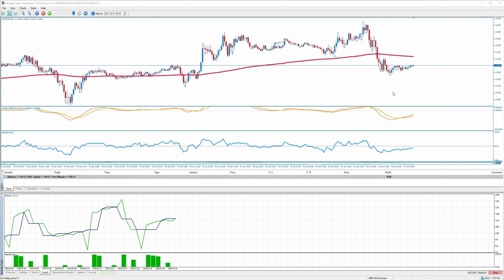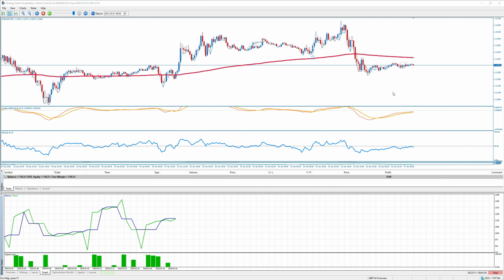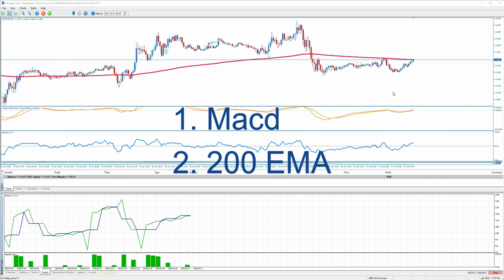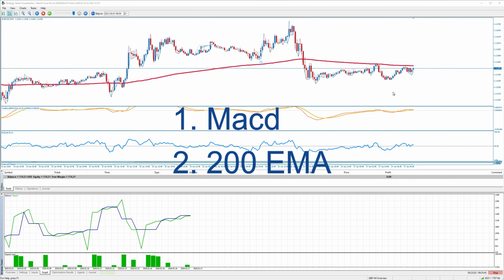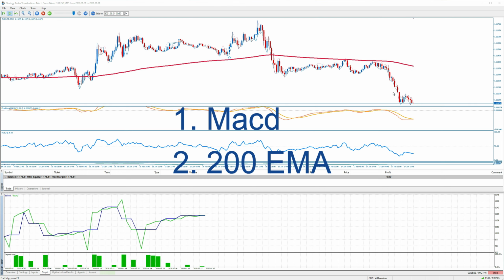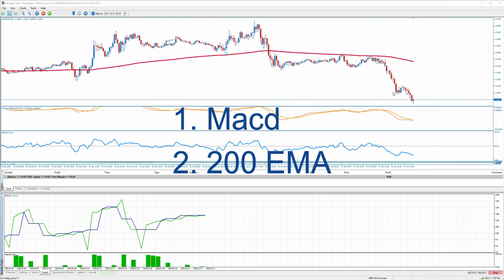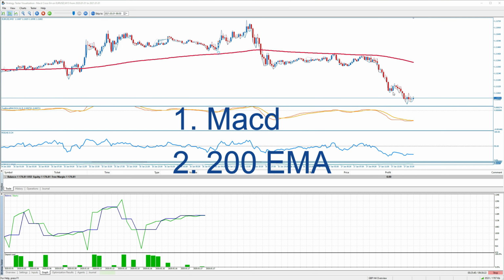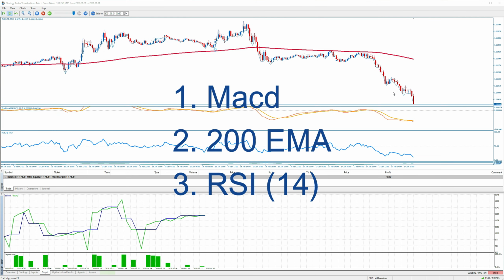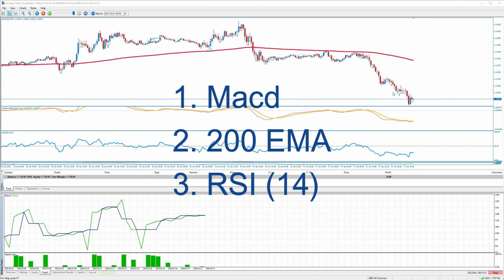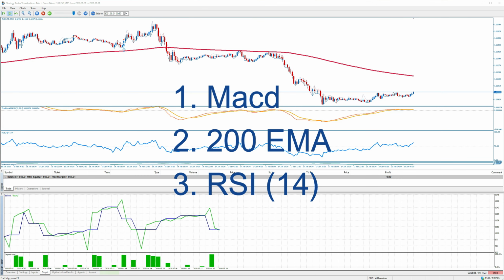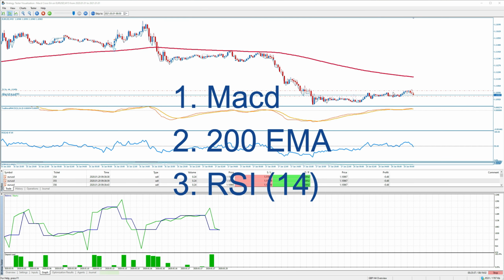The nice thing about the strategy is that you only need two indicators, the MACD with its original settings and the 200 period EMA. These are the original two indicators required for the strategy. However, I'm going to add a 14 period RSI because I got better results in my backtesting with it. The strategy should work on any time frame, but I'll be working on the 15-minute for this example.